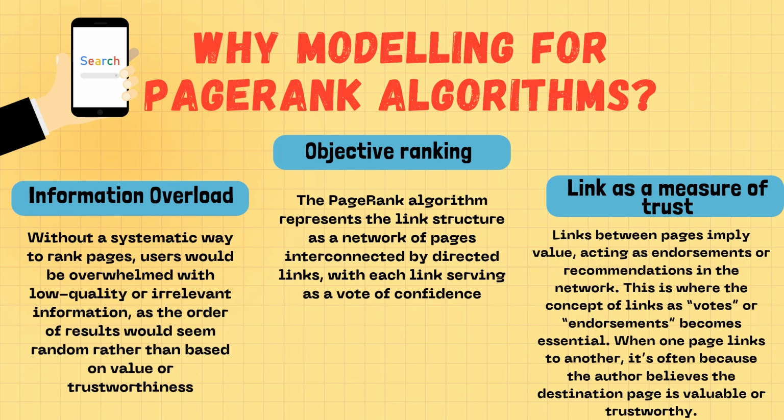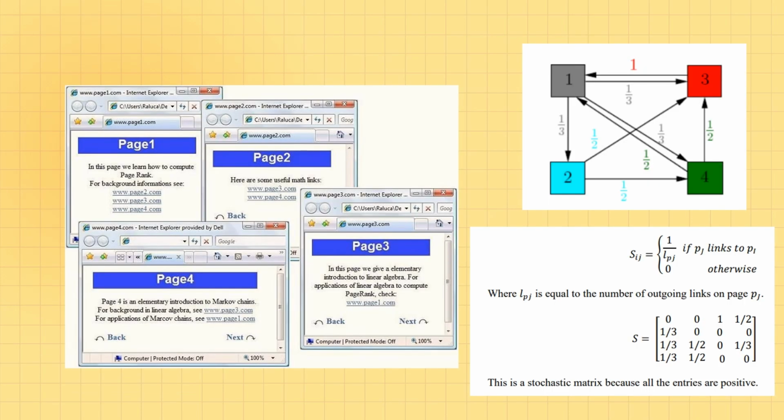The last one is that links are a measure of trust. Links between pages imply value, acting as endorsements or recommendations in the network. This is where the concept of links as votes or endorsements becomes essential. When one page links to another, it's often because the author believes the destination page is valuable or trustworthy.